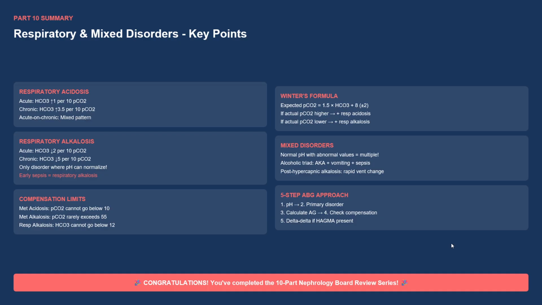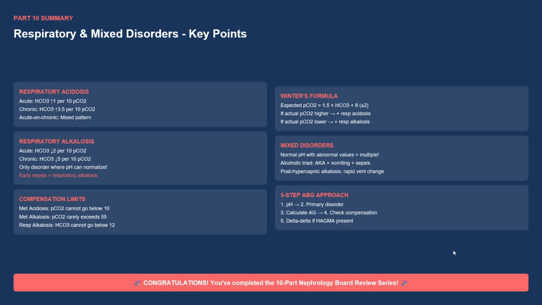It's also important to remember that physiologic compensation has limits. Lungs and kidneys can only adjust so much, and values beyond those limits usually indicate an additional mixed disorder. Winter's formula remains one of your most important tools whenever you see metabolic acidosis. It helps you quickly determine whether the respiratory response is appropriate or if another process is hiding.